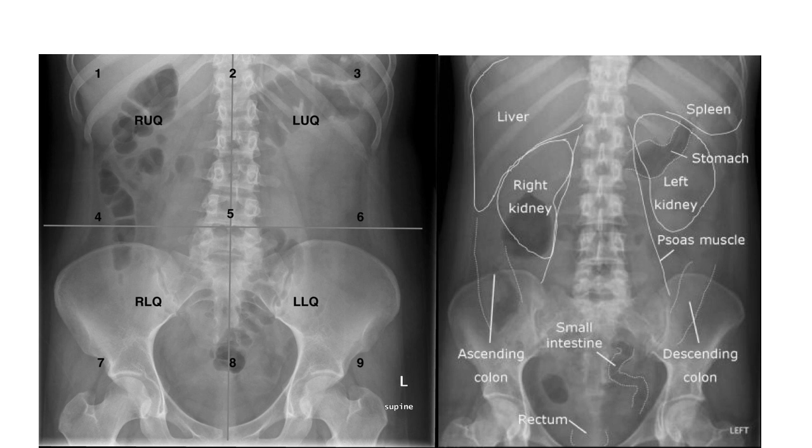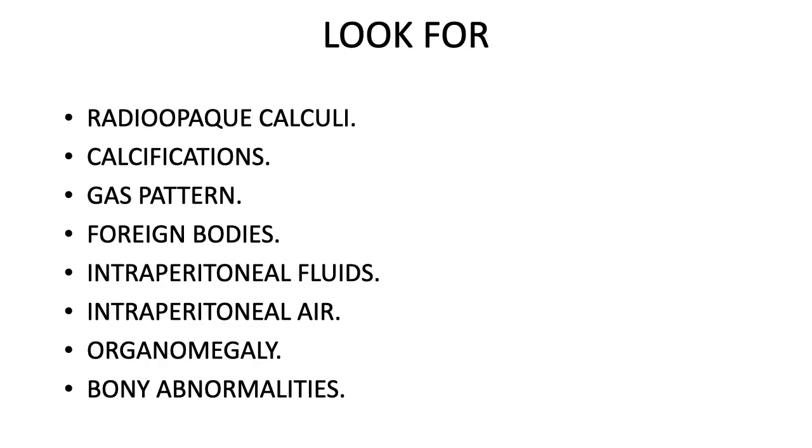bones, then you jump into the abdomen, and you have to look for these characteristics. You have to look for any radiopaque calculi, calcifications, and the gas pattern. You have to look for any foreign bodies, intraperitoneal fluid, intraperitoneal air, organomegaly, and bony abnormalities. So today we are going to talk about all of these features.